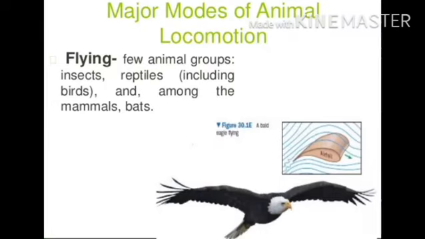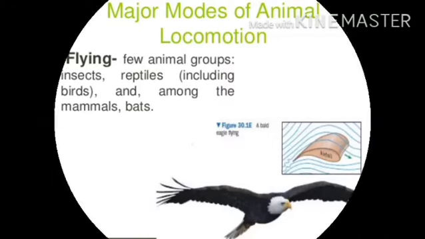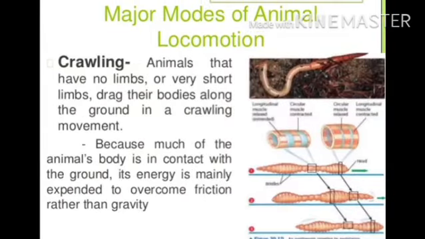Now the next way is flying. A few animal groups, insects, reptiles including birds, and among the mammals, bats, etc. use flying as a way of locomotion to move from one place to another in search of shelter, food, water, etc.